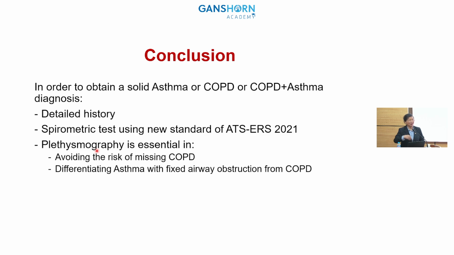And if you have a low FVC, you will have a high ratio. So you will have a case with restriction and no obstruction. But when you use the box, you will see the reverse: there will be no restriction but obstruction. So missing the diagnosis of COPD is also a very important issue. Differentiating asthma with fixed airway obstruction from COPD, and also early emphysema, needs the box.